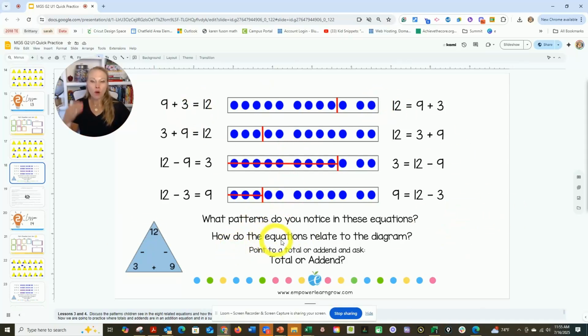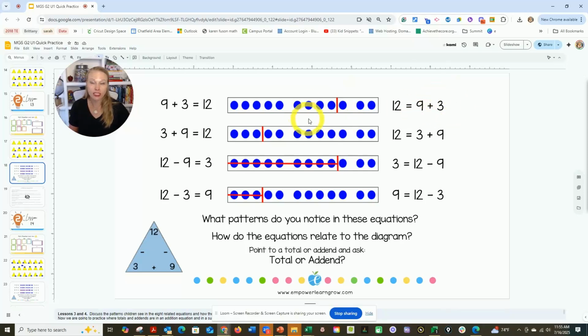Then we say, what equations relate to the diagram? Okay, how do the equations relate? And they should see that the total never changes. So it's 12, it's 12, it's 12. It's a matter of all these numbers go together. Okay. The fact family stays together. They all have 12. It's just in some of the drawings, we've broken it apart.